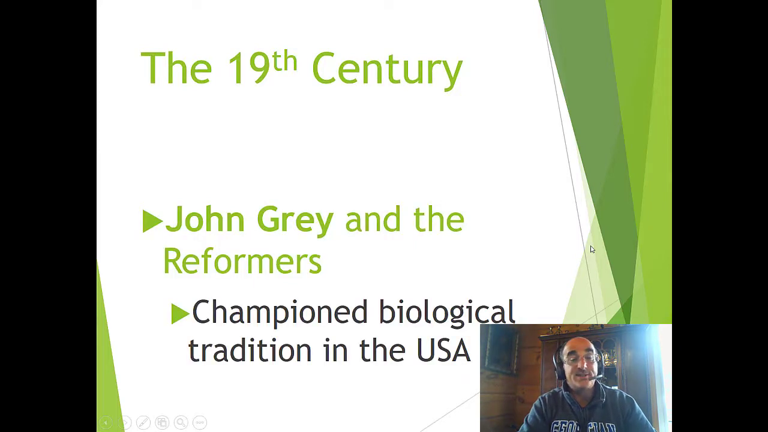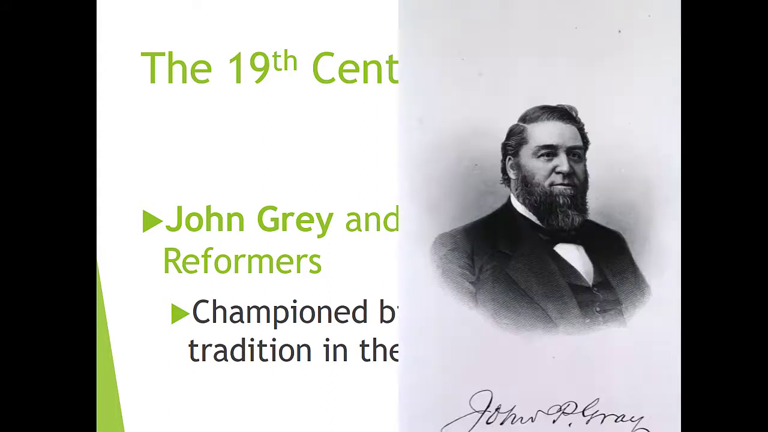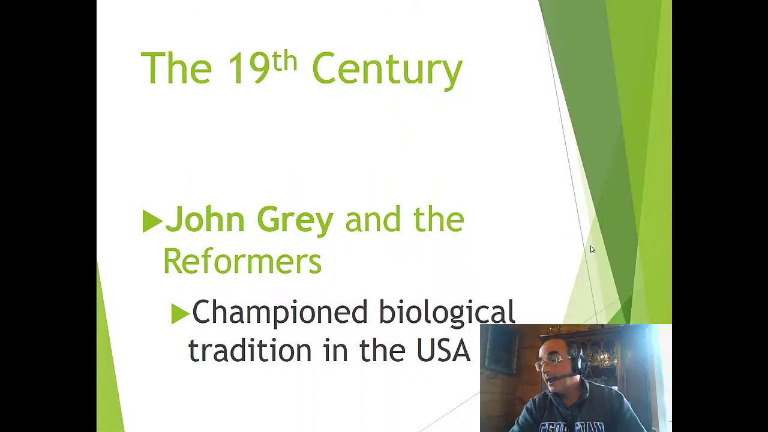In the United States, John Gray championed biological traditions, and John Gray was a psychiatric expert, and he believed that insanity was always due to physical causes and that the mentally ill could be treated as physically ill. John Gray explained that mental illness can be affected by physical factors relating to an individual, and he studied factors such as diet, temperature, and breathing and ventilation.